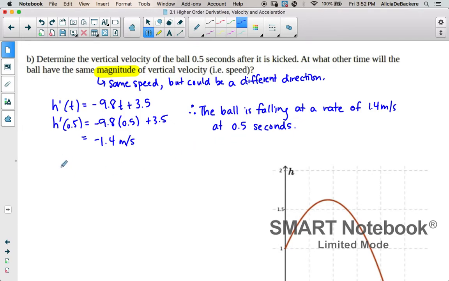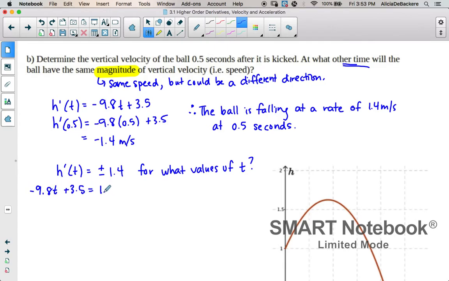All right, now the second part of the question says, at what other time will the ball have the same magnitude of vertical velocity? So what the second part of the question is asking me for is, when is the value of the derivative equal to positive or negative 1.4? I want to find what are the times, so for what values of t? And remember, I already know when it's going to equal negative 1.4. But what I would do here to solve this is plug in the derivative equation. So I've got negative 9.8t plus 3.5. I want to know, when does that equal 1.4, or when does it equal negative 1.4?